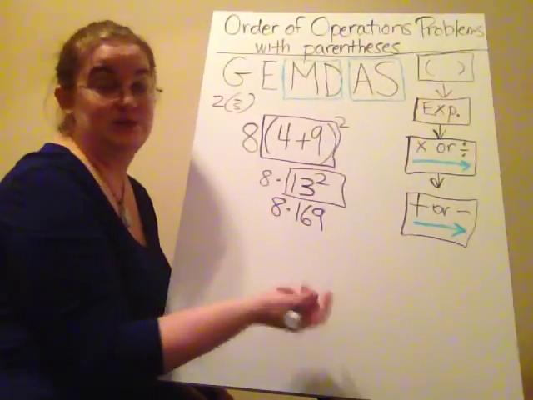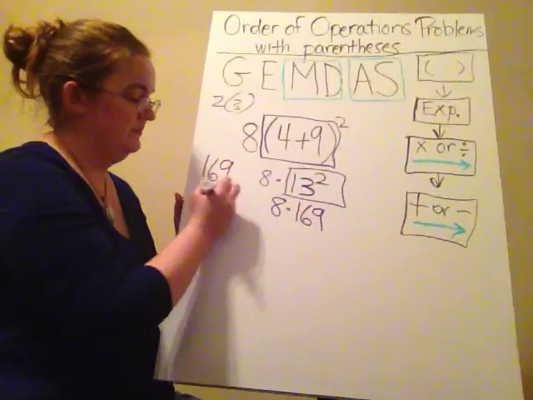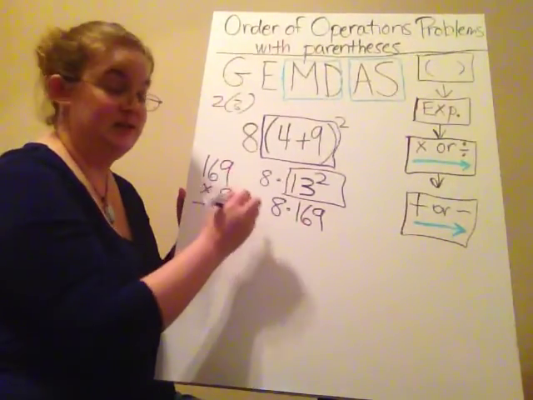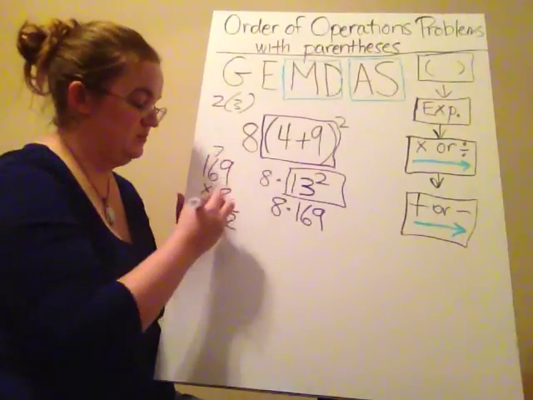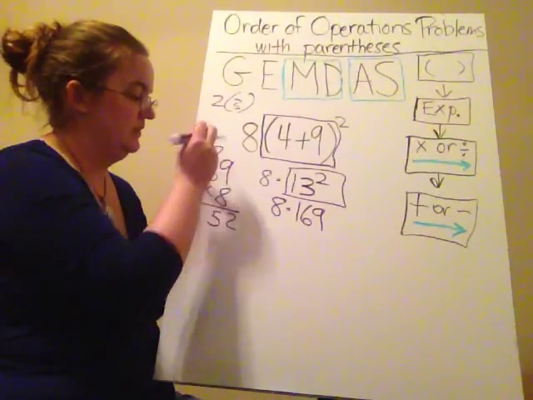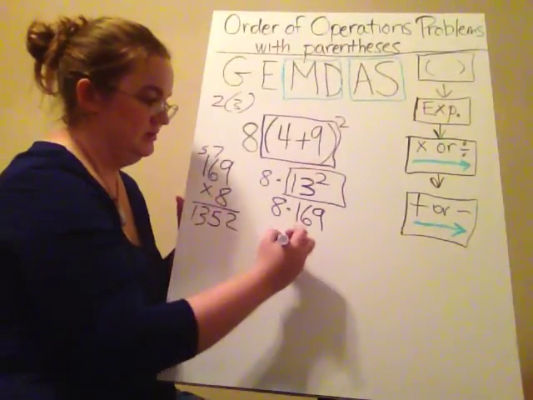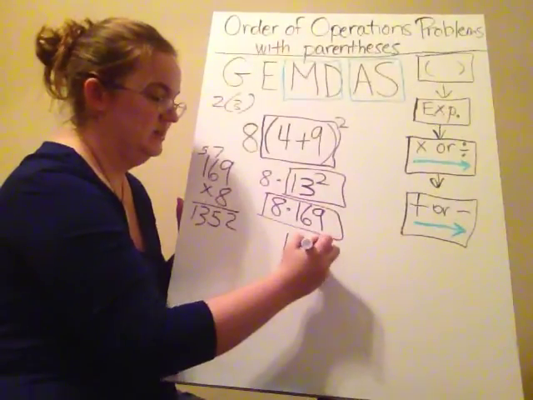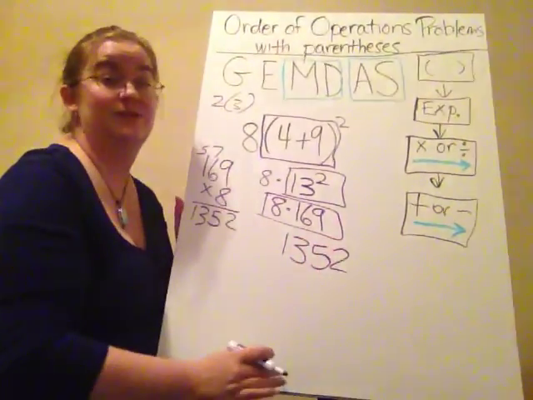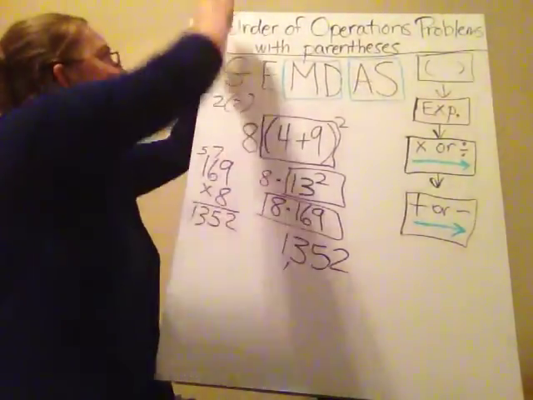Now, this is probably something you're not going to do in your head, so let's go ahead and write it out over here. Okay. 8 times 9 is 72. That would be 48 plus 7 more is 55. And 8 times 1 is 8 plus 5 is 13. So the final answer to that problem, probably should box that in, is 1,352. Okay, let's go ahead and take a look at some more examples.